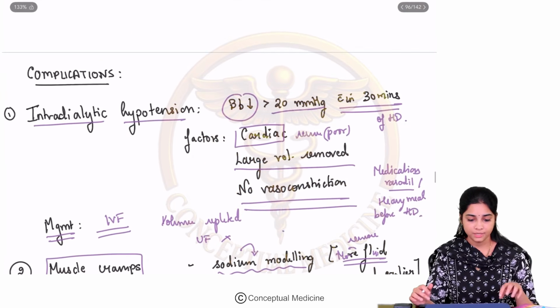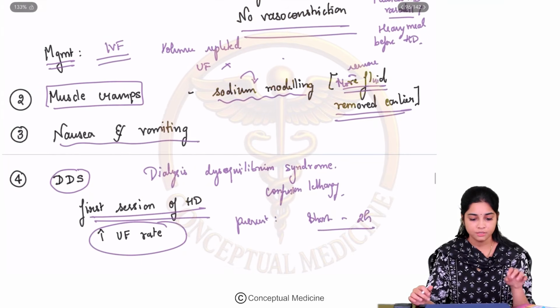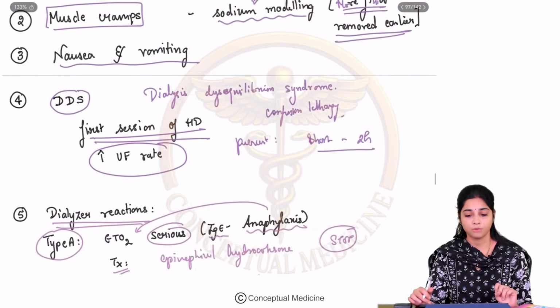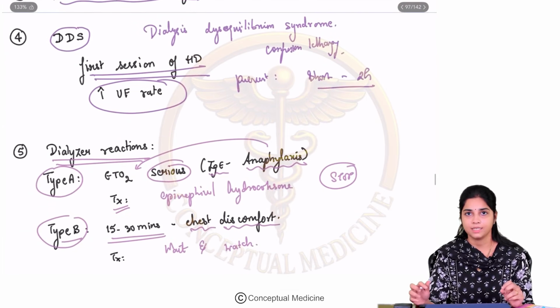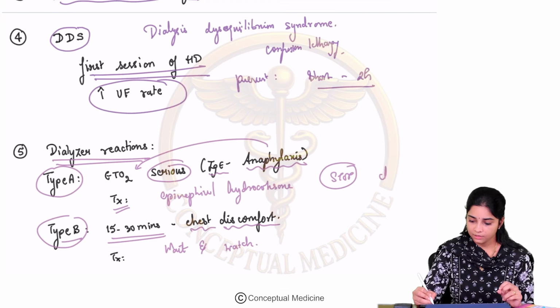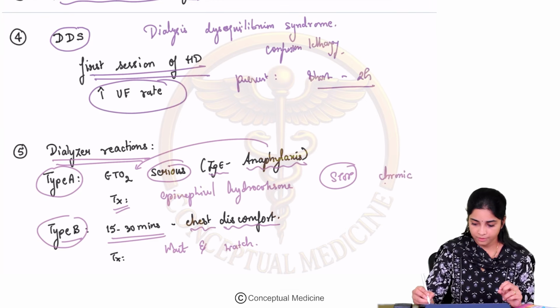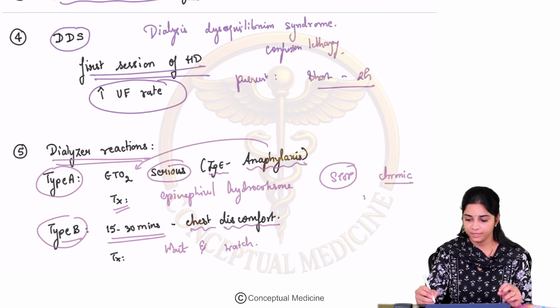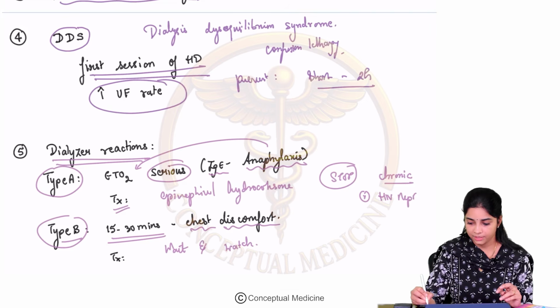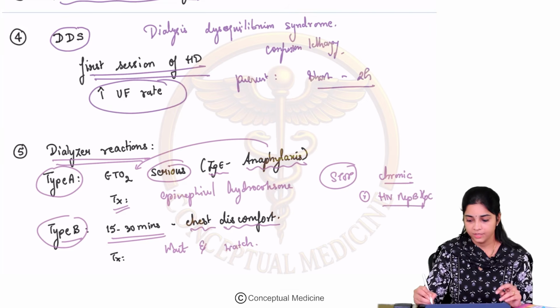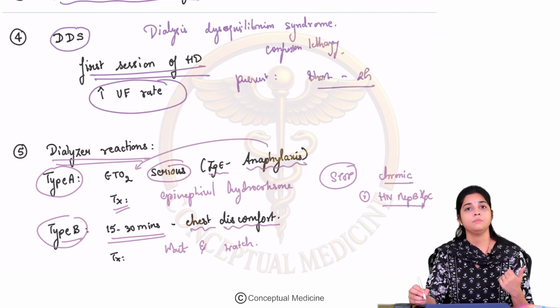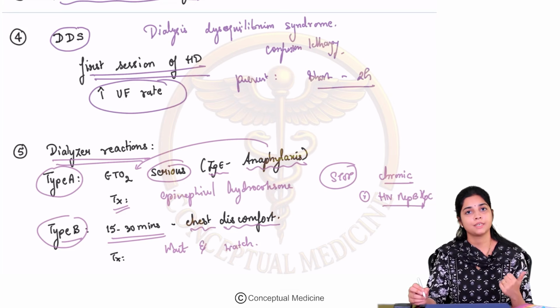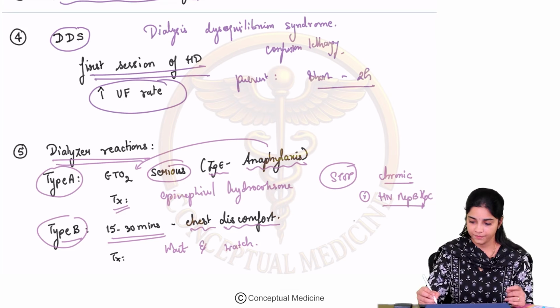So these are the acute complications. What are the acute complications? Intradialytic hypotension, muscle cramps, nausea, vomiting, DDS and dialyzer reactions. What are the chronic complications of hemodialysis? First, you can have predisposition to chronic infections like HIV, hepatitis B and hepatitis C. That's the reason why our CKD patients should be well vaccinated against hepatitis B and hepatitis C.